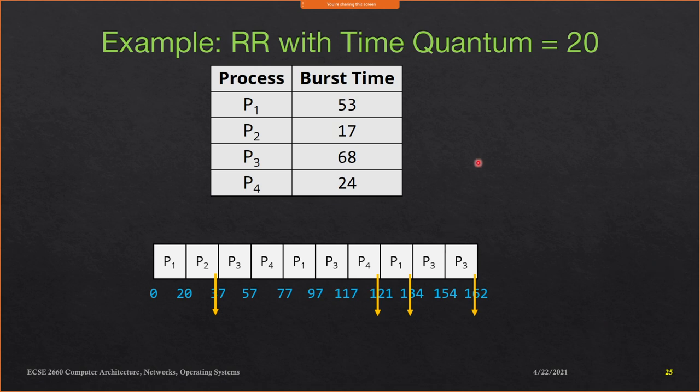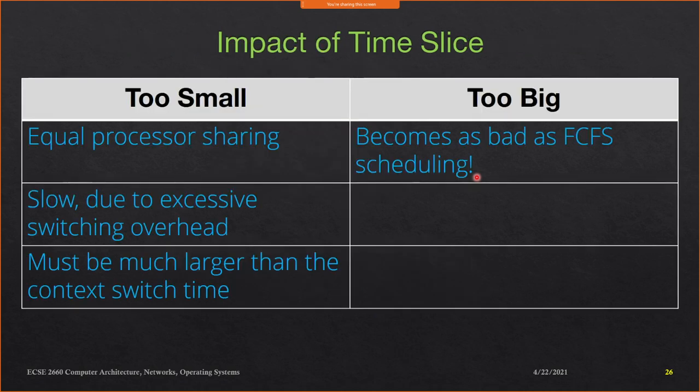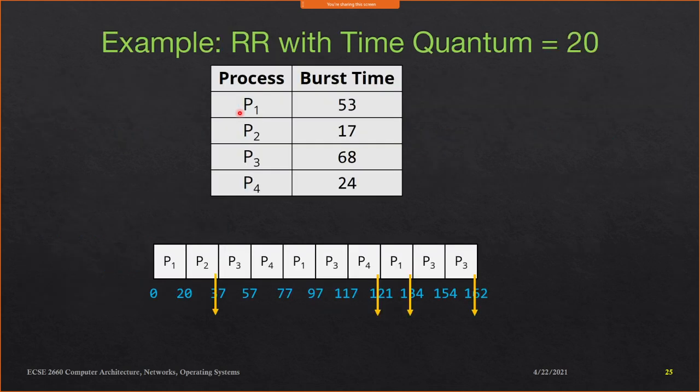All right, let's move on to the impact of the time slice, because I've used a time slice of 20 time units. What if I made it too small? Or what if I made it too big? Well, if I made it too small, what would happen? What if the slice or time quantum was chosen to be 5 time units? What does the Gantt chart look like?